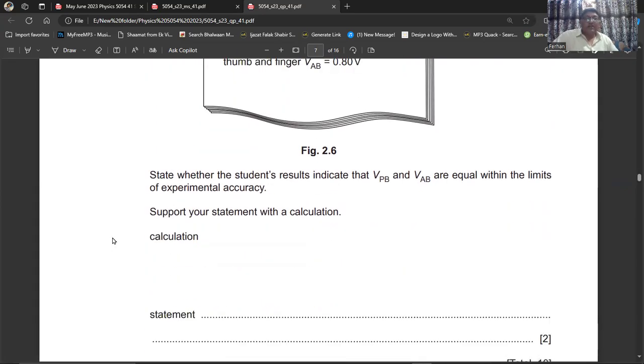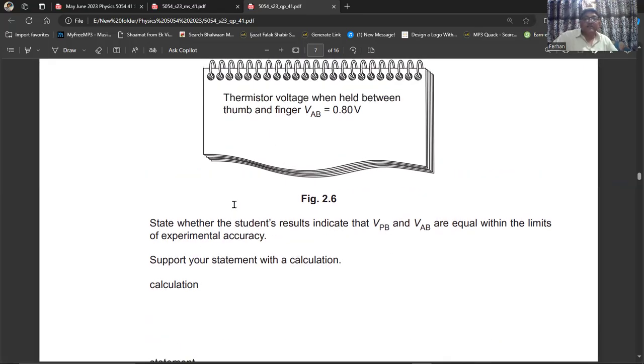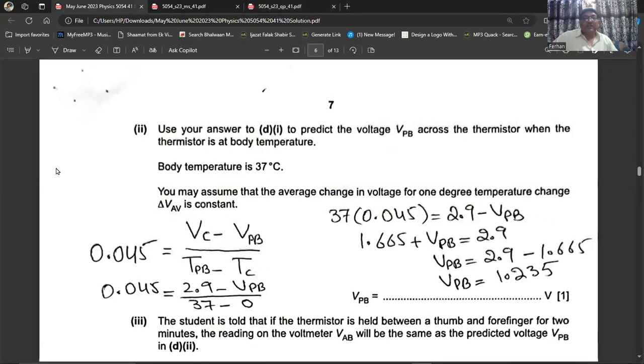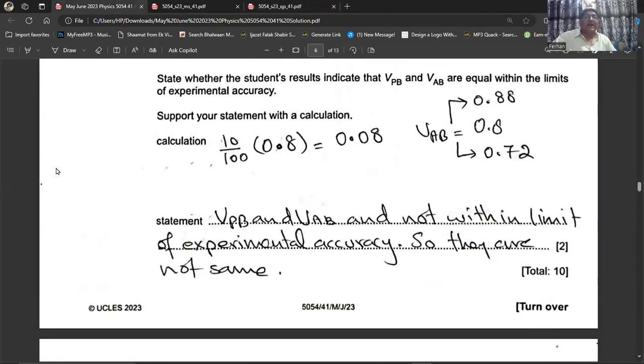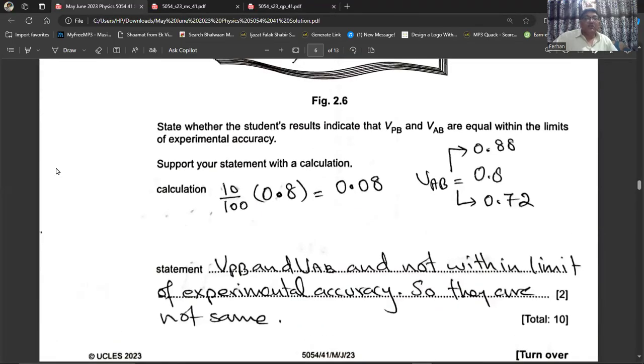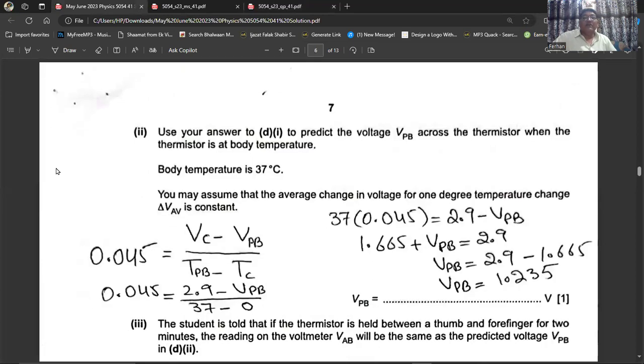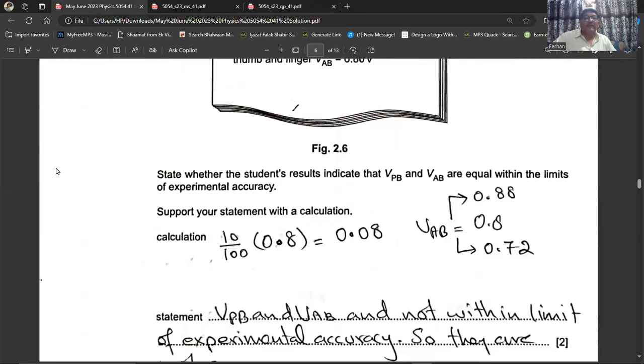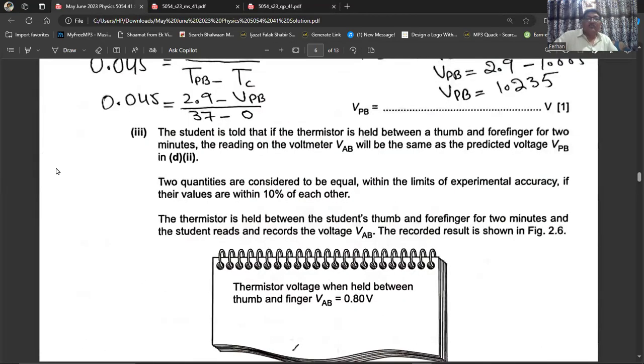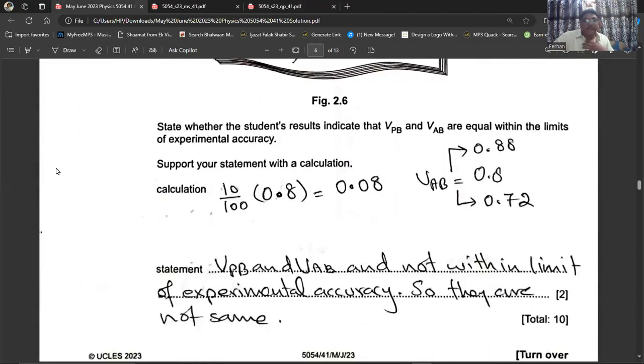Okay. State whether the student's results indicated that the VPB and the VAB are equal within the limit of experimental accuracy. You see the VAB value is 0.80 volt and the VPB value is how much? That is 1.235. Okay, so the VAB is 0.8 and the VPB value is 1.2, you can say.